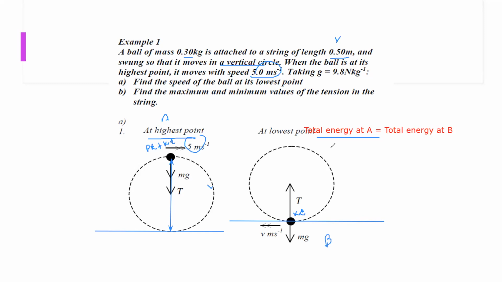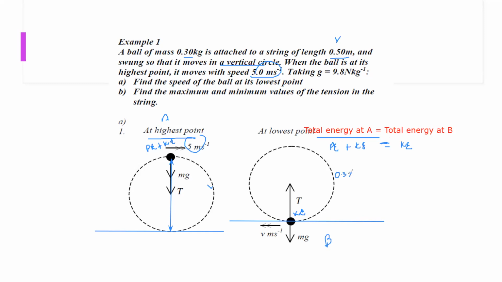The total energy at A is the potential energy plus kinetic energy. What is the total energy at B? The total energy at B is only the kinetic energy. To find potential energy, it is mgh, where m is the mass of the object.